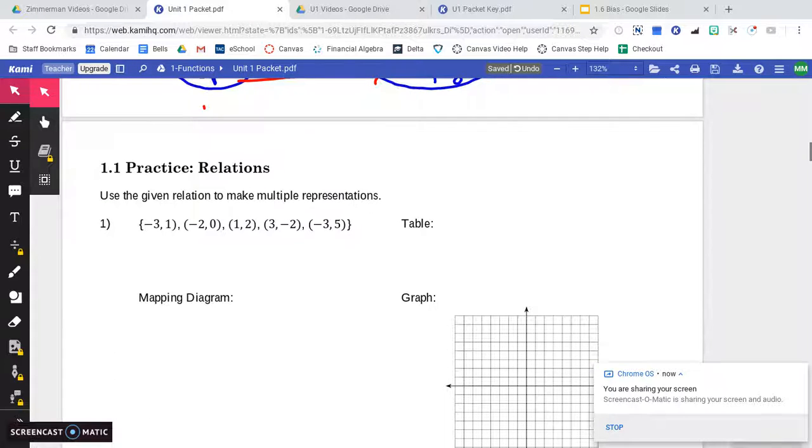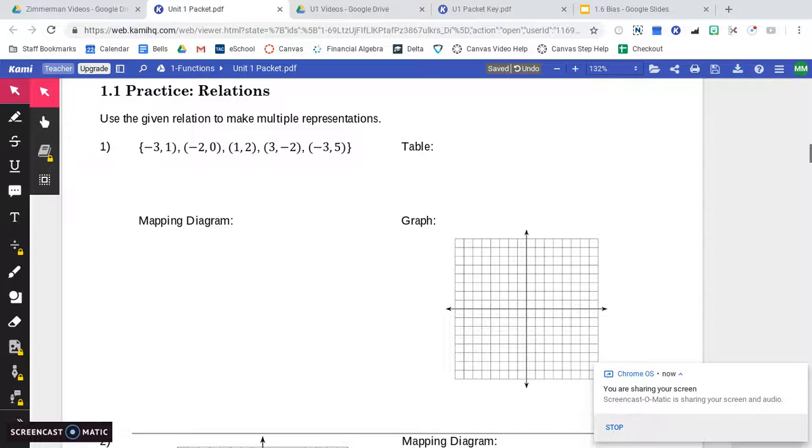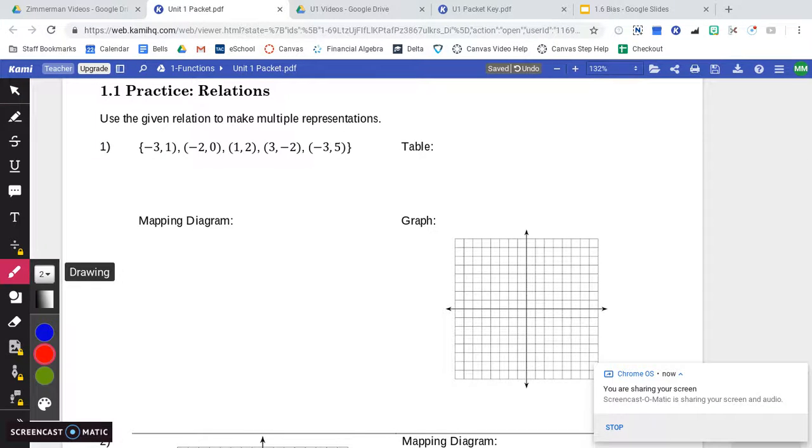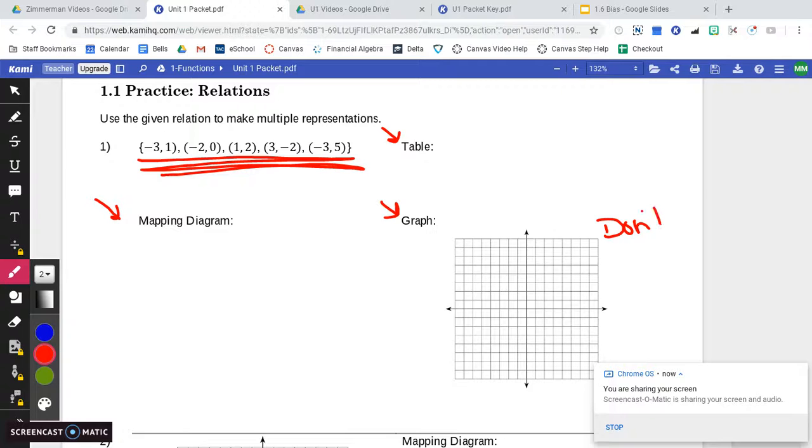So now you're going to practice relations on the next 2 pages. For number 1, they're giving you the ordered pair, so that part's done. But now you need to make a table, a mapping diagram, and a graph for this set of ordered pairs. Don't connect the points unless it tells you to do so. So you're just going to graph each ordered pair as a point on the graph and just leave them all separate.